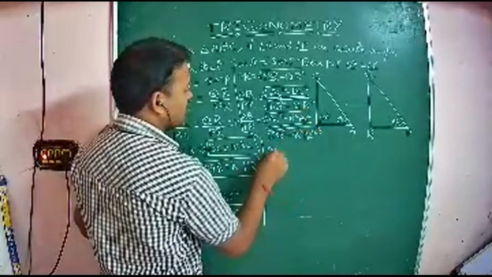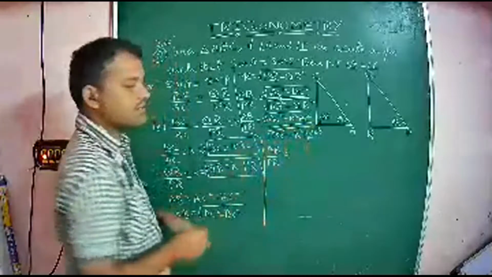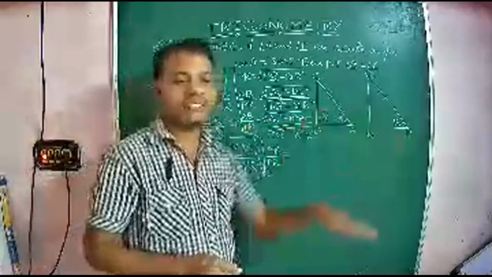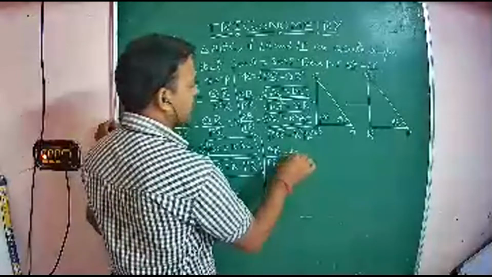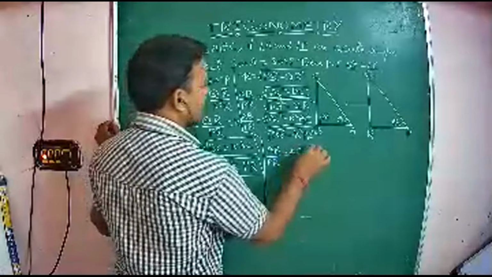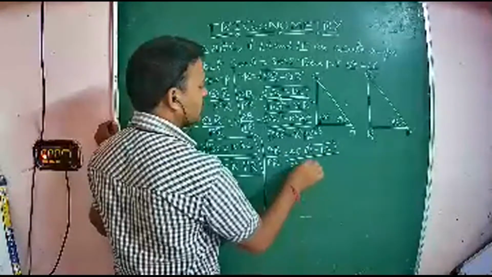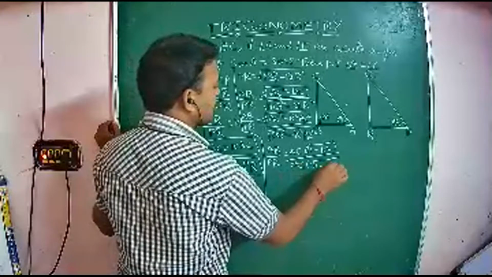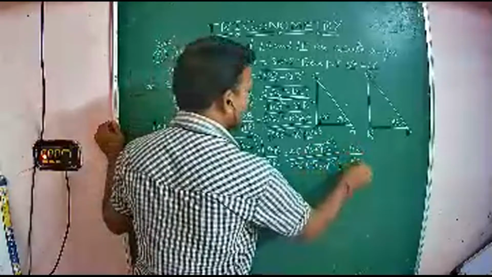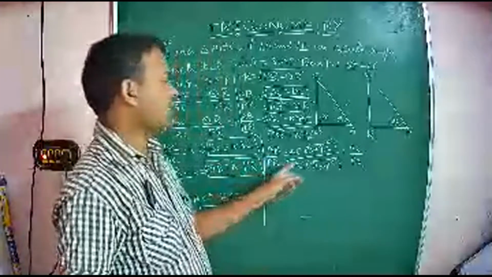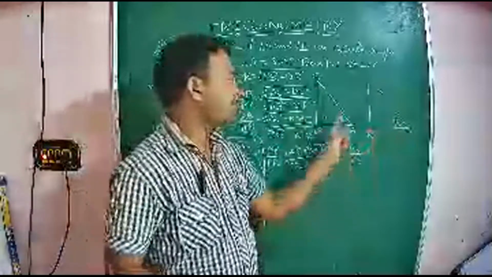So then AB by PR is equal to, taking AC square common and PQ square common and taking it outside, AC into the square root of 1 minus K square by PQ into the square root of 1 minus K square. 1 minus K square and 1 minus K square get cancelled, then you get AC by PQ. So AB by PR is equal to AC by PQ. These two ratios are equal.